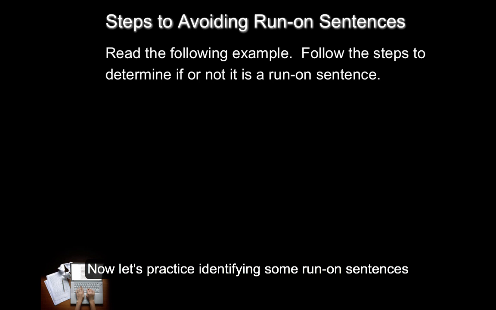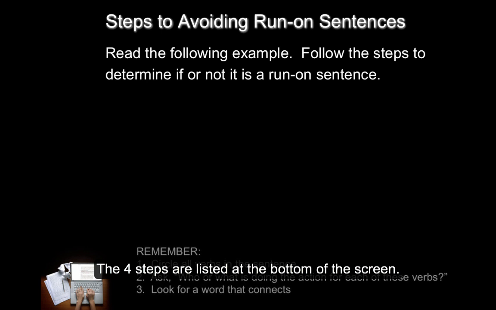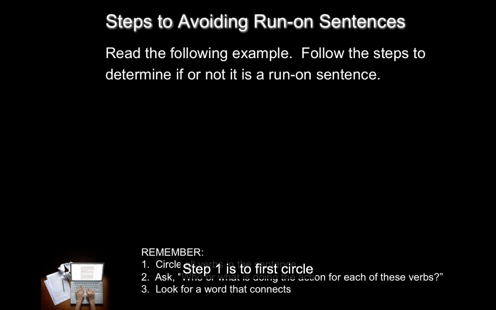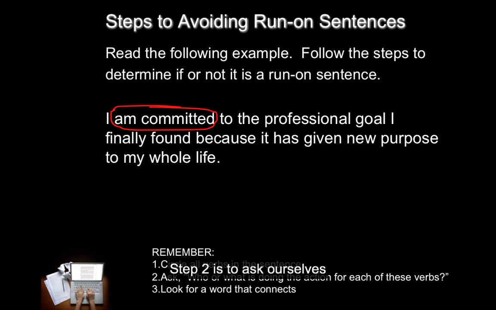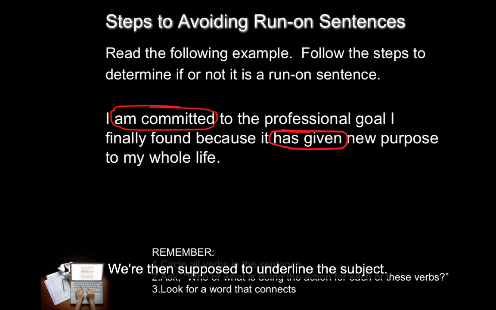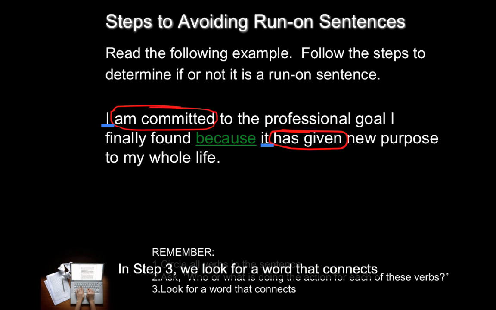Now let's practice identifying some run-on sentences by following the 4 steps we just went over. The 4 steps are listed at the bottom of the screen. Here's the first one. Step 1 is to first circle all the verbs in the sentence. The verbs in this sentence are committed and has given. Step 2 is to ask ourselves who or what is doing the action for each of these verbs, which tells us the subject. We're then supposed to underline the subject. In this sentence, I tells us who is committed, and it tells us what has given new purpose to the writer's life. In step 3, we look for a word that connects any subject-verb combinations.